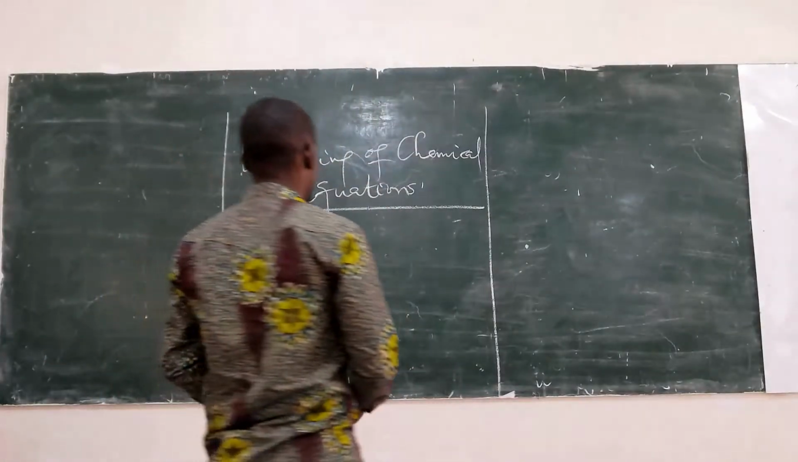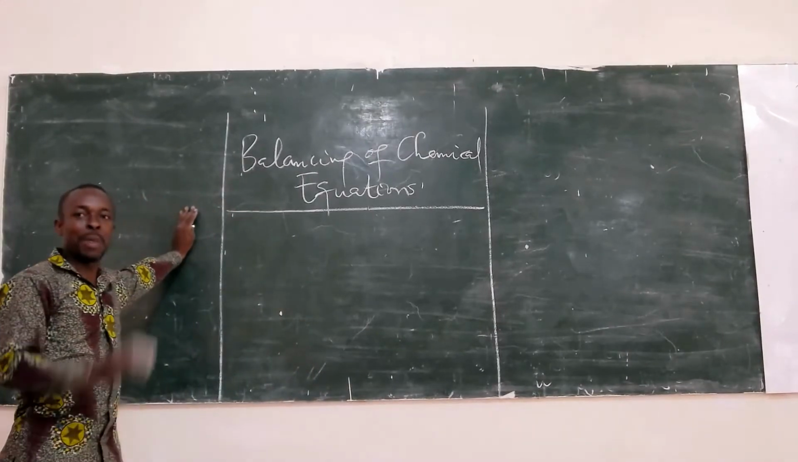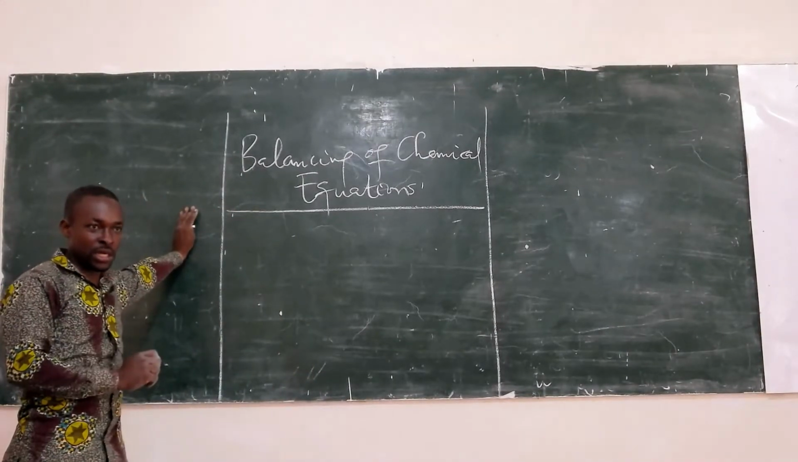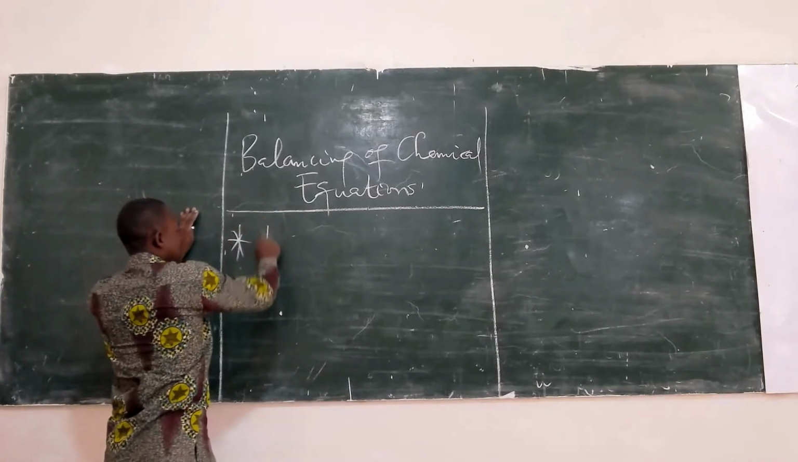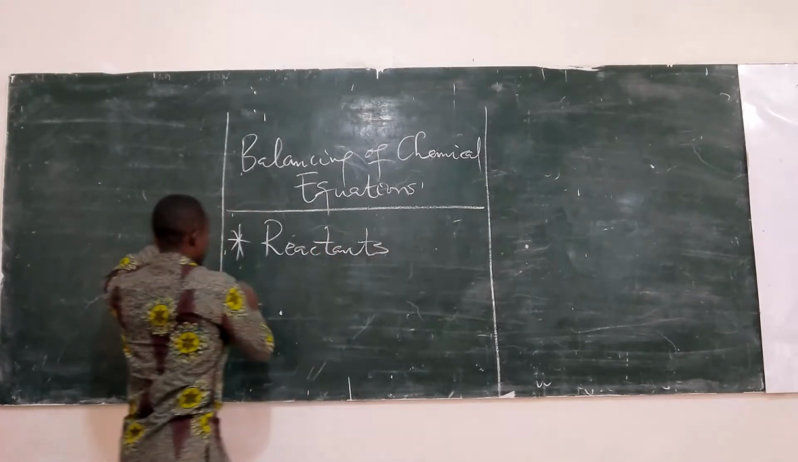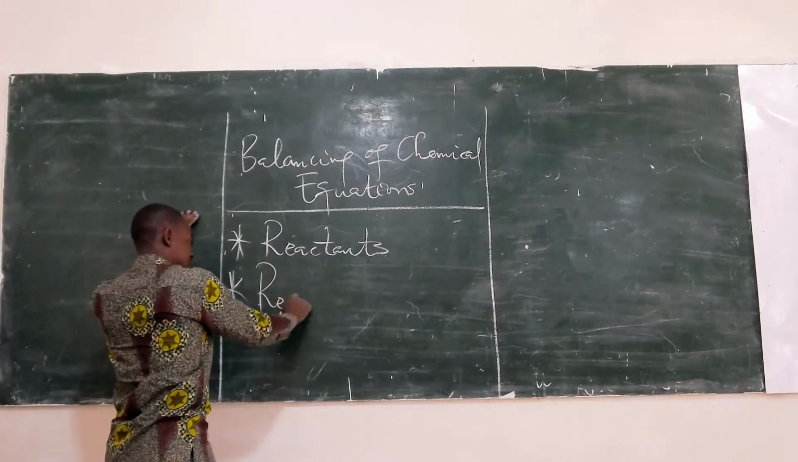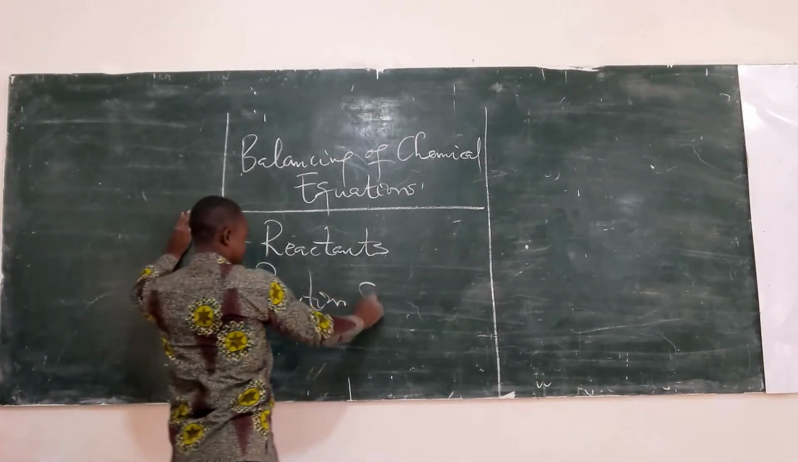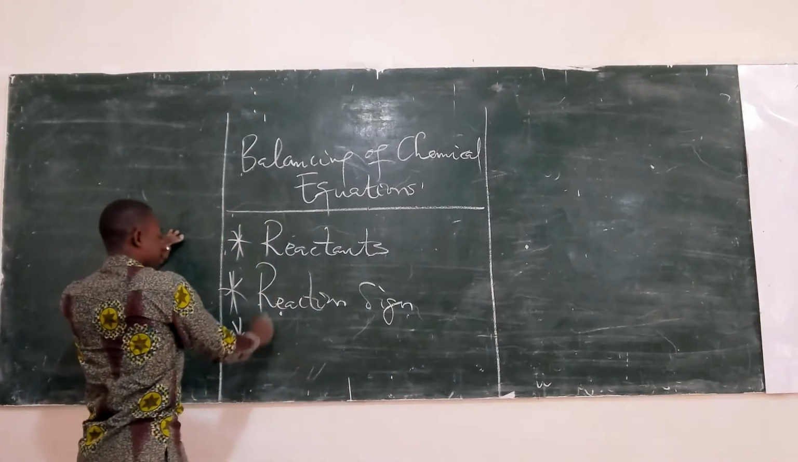There are certain things you need to take note of when you are dealing with balancing of chemical equations. These are: 1. Reactants. 2. We have the reaction sign. And then lastly, the product.